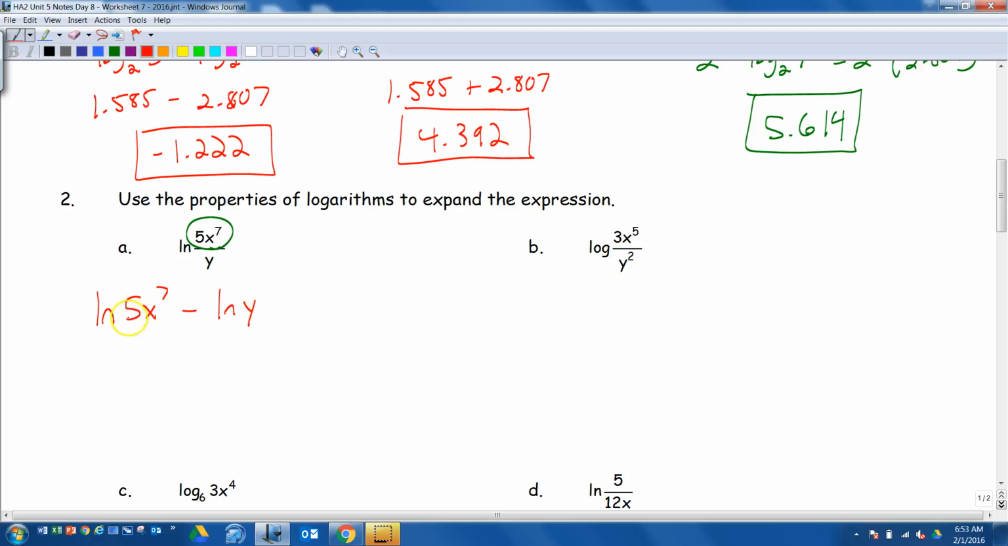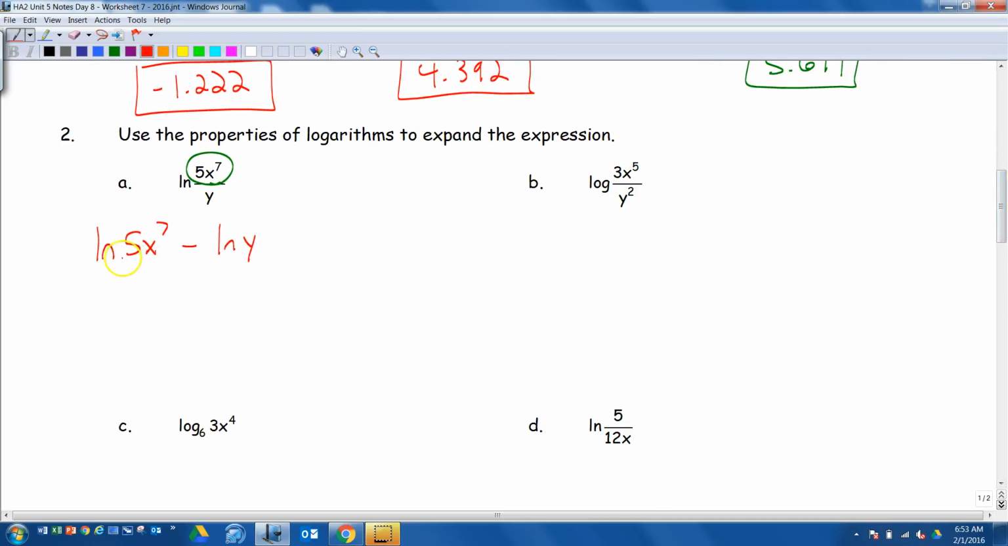Okay, so now we have to expand the front piece. Be careful here. A lot of people try to bring that 7 down right now. However, the 7 is only attached to the x, so we have to first split up the 5 and the x to the 7th by multiplication. Well, it is being multiplied, so we're going to use the property where it's adding. So this whole piece turns into the natural log of 5 plus the natural log of x to the 7th minus natural log of y.